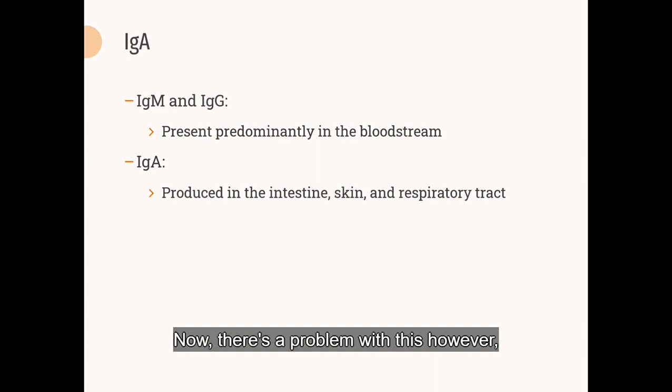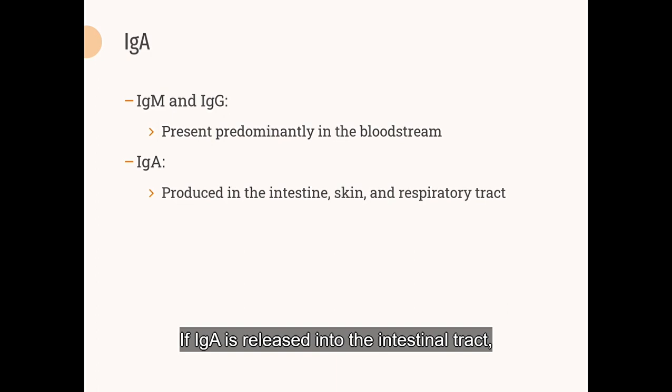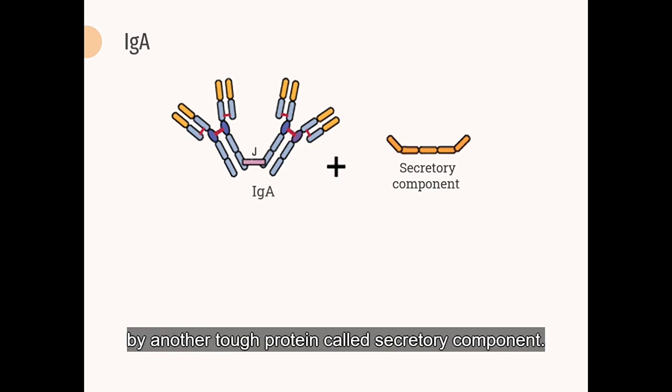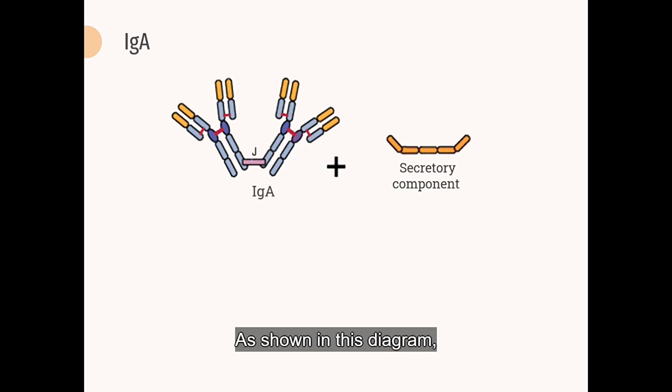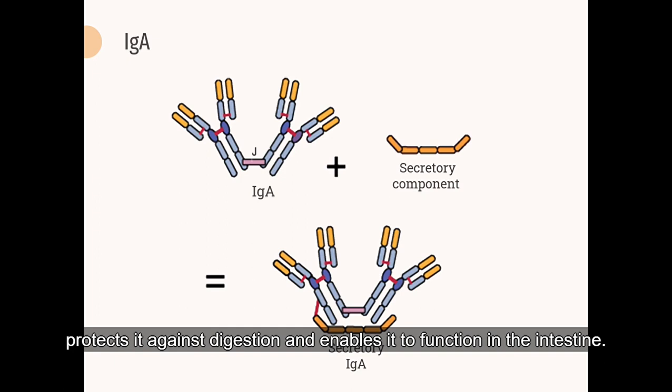Now, there's a problem with this, however, especially in your intestine. Remember, antibodies are proteins. Proteins are food. If IgA is released into the intestinal tract, it would be digested. So it has to be somehow protected. And in fact, IgA in the intestine is protected by another tough protein called secretory component. And as shown in this diagram, secretory component binds to the IgA, essentially protects it against digestion and enables it to function in the intestine.